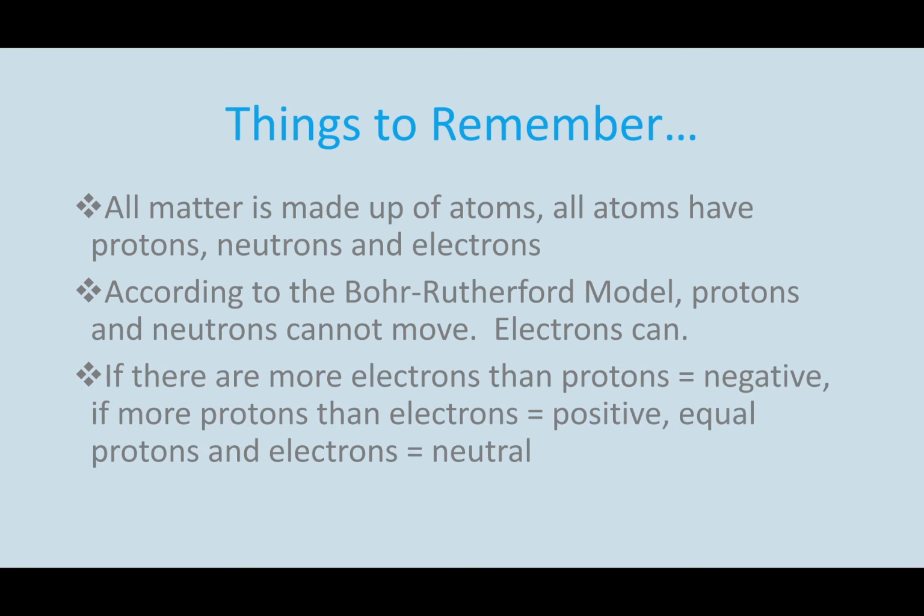If there are more electrons than protons, then you have a negative charge. If there are more protons than electrons, then you have a positive charge. And if you have an equal number of both, then you have a neutral charge. And most objects that we come across are neutral.